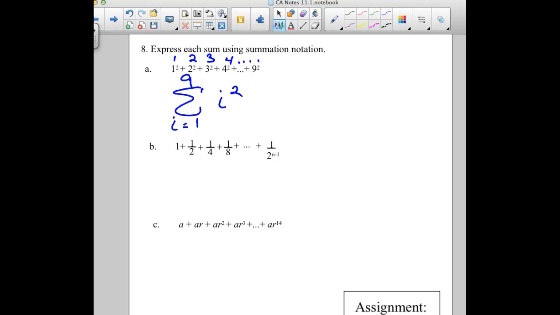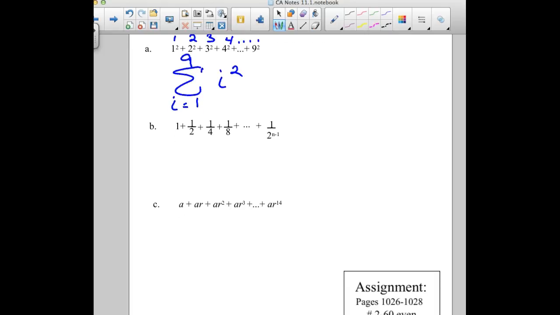The next one is a little more complicated because of the fractions, but they are giving us a formula at the end. So let's see why that formula works. They're saying we can take 1 divided by 2 to the n minus 1 power. So let's think of the bottom, the denominators, as powers of 2. 8 is 2 to the third. So we have 1 over 2 cubed. 4 would be 2 squared, so 1 over 2 squared. 1/2 would be 1 over 2 to the first.